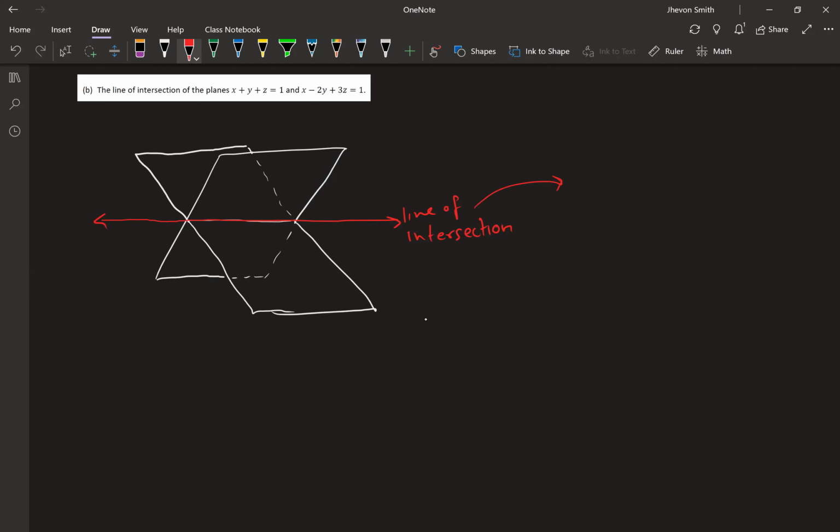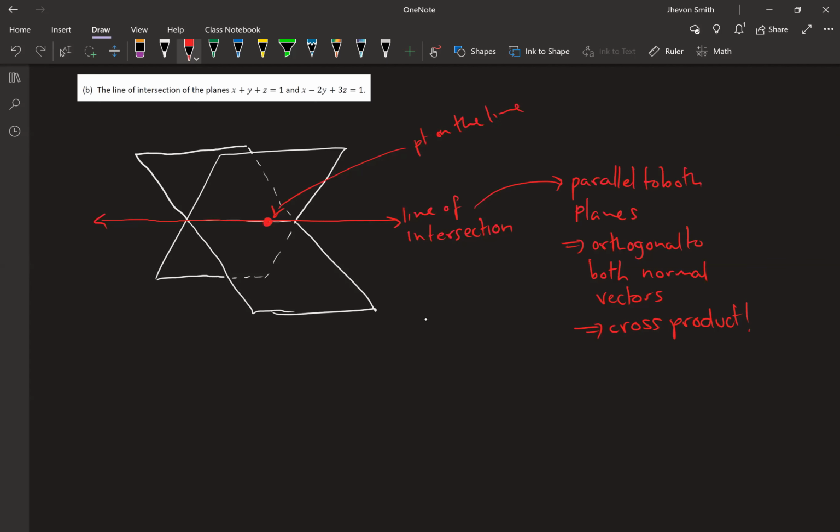Now, here's what you want to notice about the line of intersection. It's actually parallel to both planes. Which means it has to be orthogonal to both normal vectors. It's actually very similar to the other problem in the sense that the direction that you wanted had to be perpendicular to both normal vector directions. And that tells you cross product is how this problem is going to be dealt with. Now, of course, you need a point on the line. So you need to make sure a point on the line is in both planes.